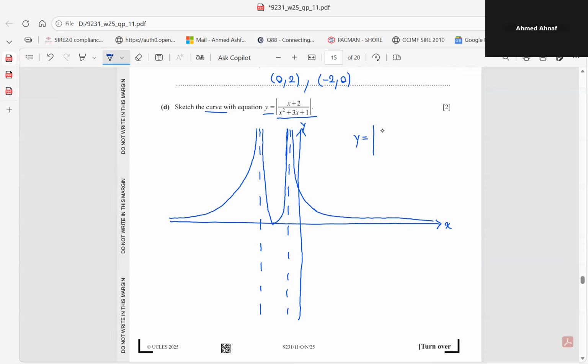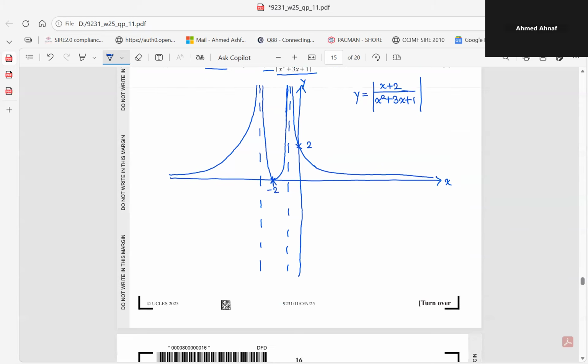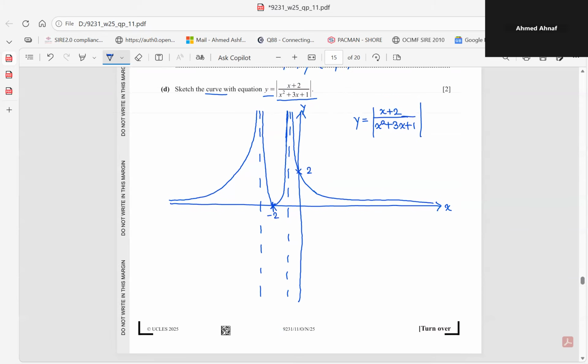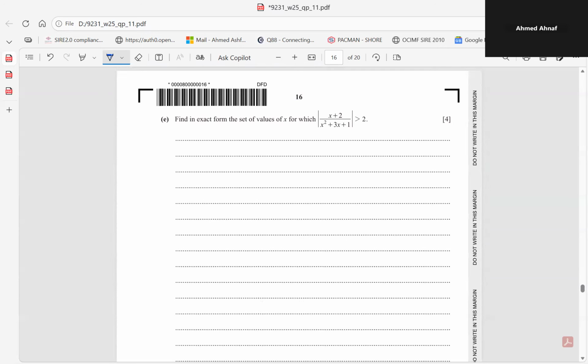Y equals the modulus of x plus 2 over x squared plus 3x plus 1. Yeah, so these are our coordinates. This is -2. Oh my goodness, -2. And this is +2. So yeah, this is our final answer for this part. Let's move on to the last part.